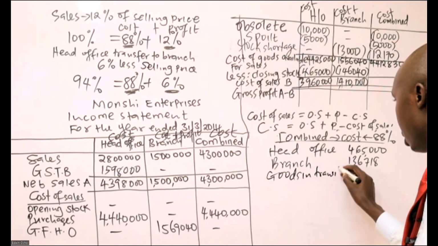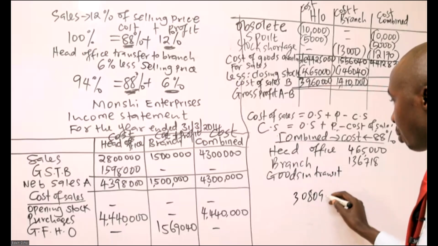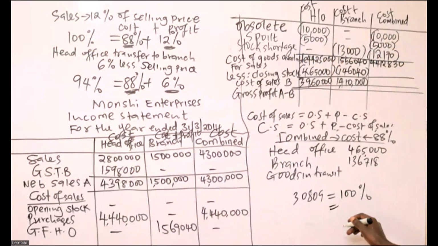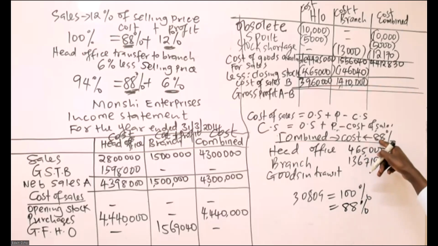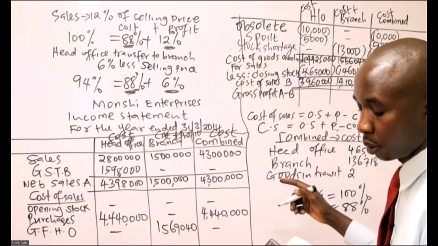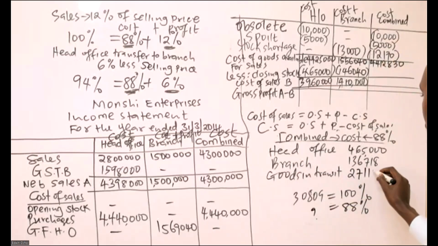So goods in transit. We said the 3809 is being sold to the public. So that is why we stated at 100%, because sales to third parties is at 100%. So we looked for the 94. What if I look for the 88% direct? So 88 times 3809 divided by 100. Yes, I will look for the 88 direct, because I need not 94, but 88, the cost. 27,111.92, and if I round off, I would say 27,112.